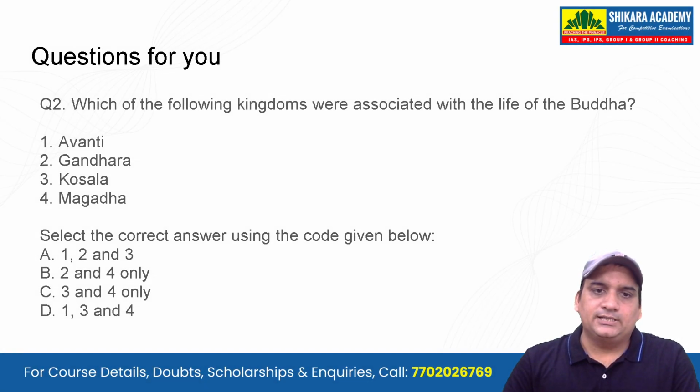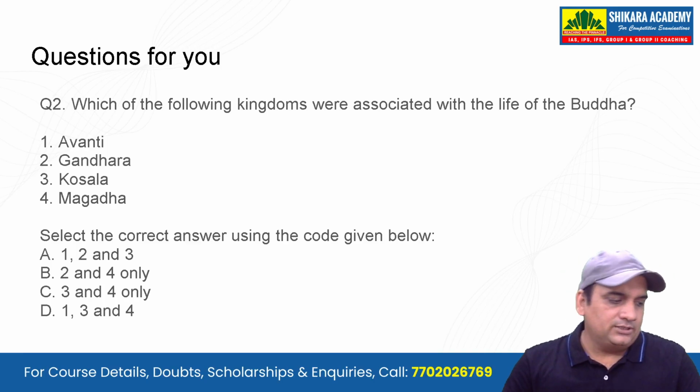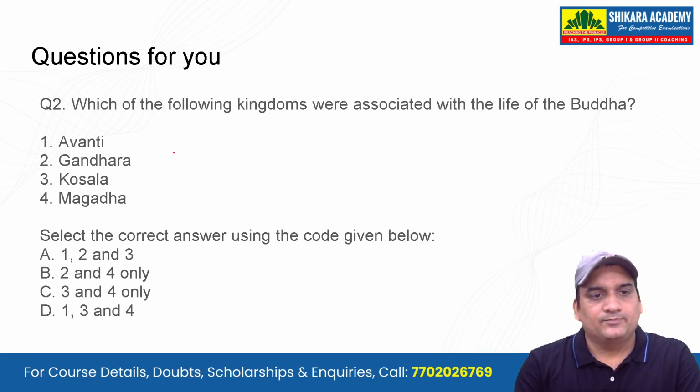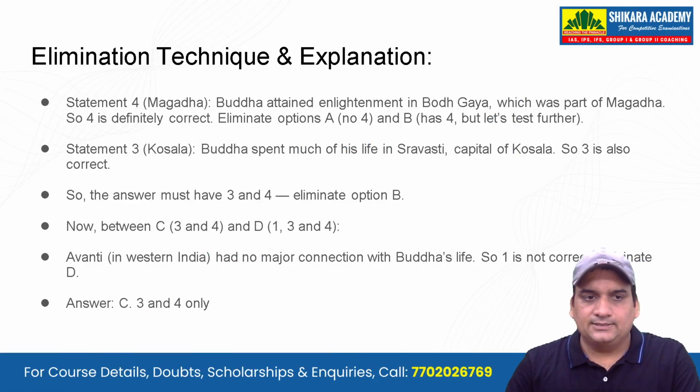Okay, so let's see the next question. Which of the following kingdoms were associated with the life of the Buddha? Now again, something where you need this common sense of yours. Okay, how are we going to see this? Now see, you have Avanti, you have Gandhara, you have Koshal, you have Magad. Magad means Bodh Gaya, Bihar. Okay, Koshal is where he has spent his time.